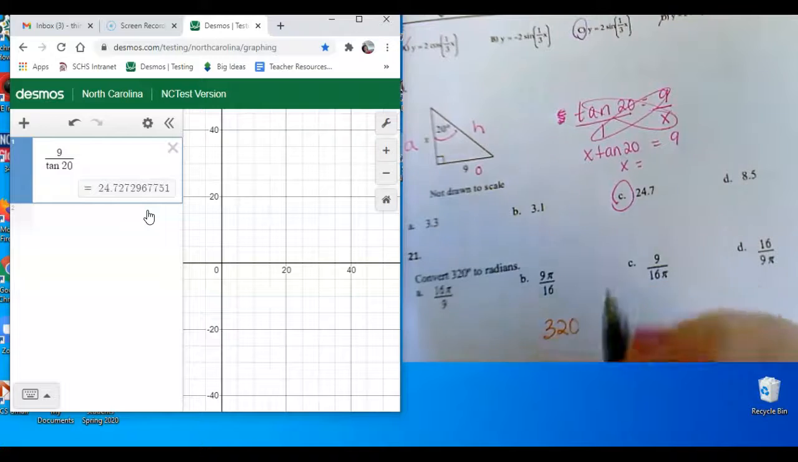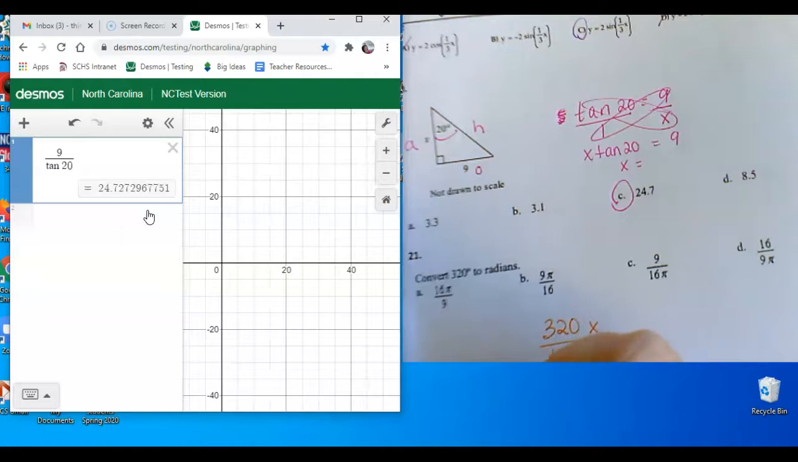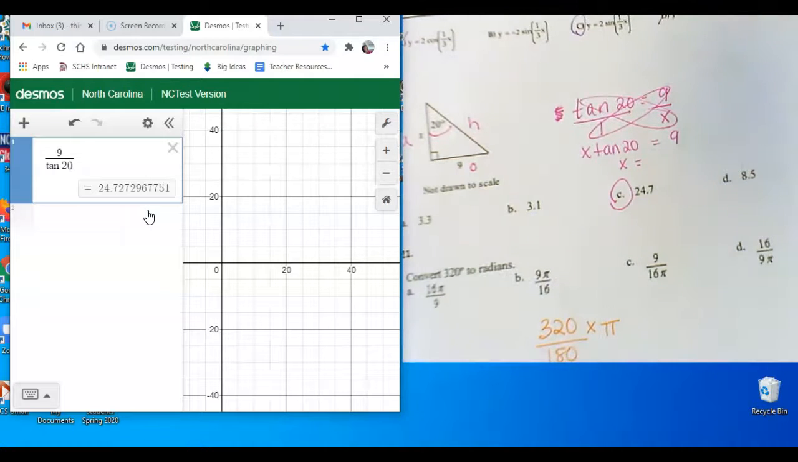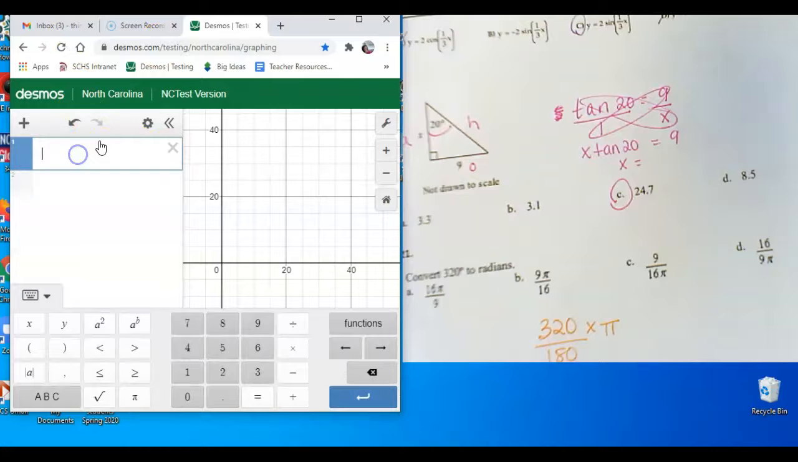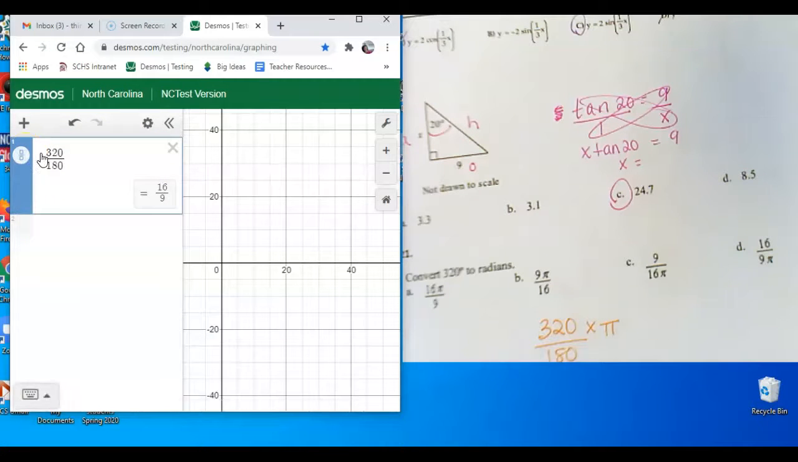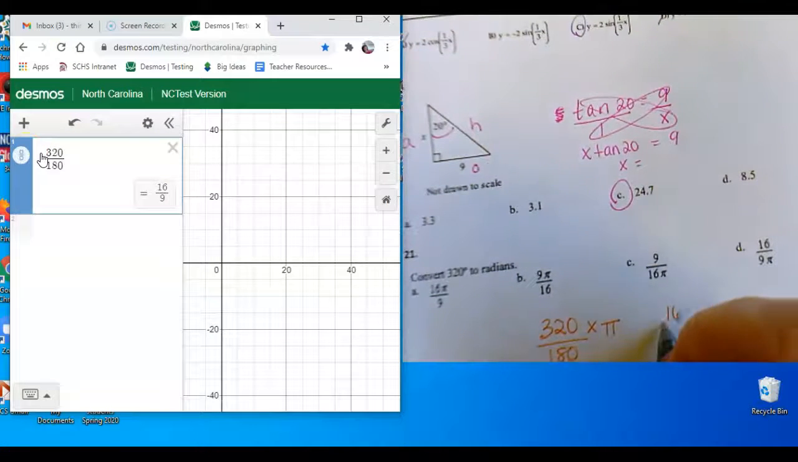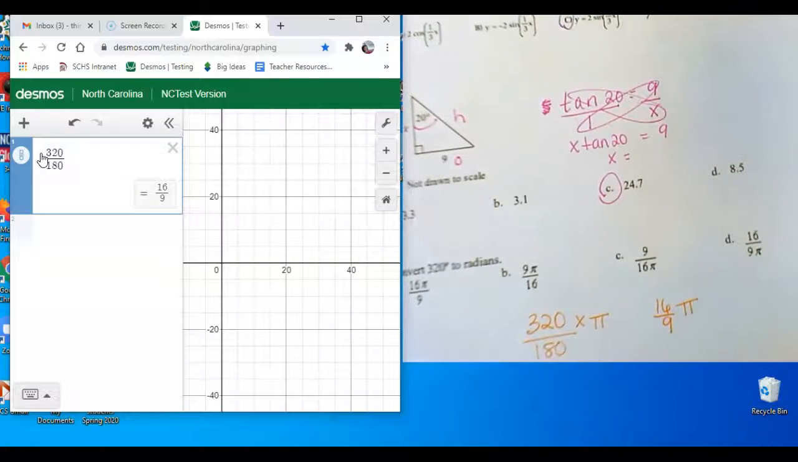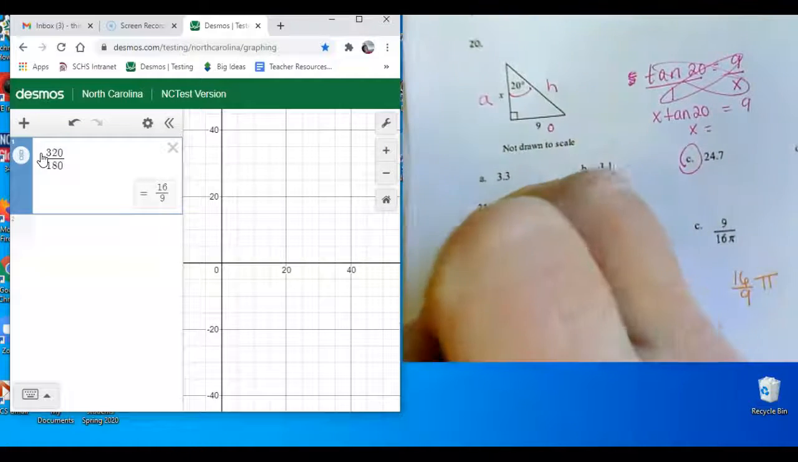Lastly, we want to convert this degrees to radians. So we would have 320. What you do is you multiply by pi over 180. A lot of times we just divide it by 180 and then just put the pi with it. So in Desmos, 320 divided by 180. Change that to a fraction. So that's 16 over 9 with a pi. So that looks like our answer choice would be A.